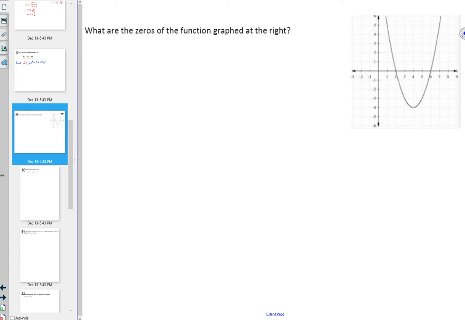It is when the y's are 0, but an easier way of saying it is the x-intercepts. It's just a fancy way of asking you where it's crossing the x-axis. Zeros can also be, sometimes you'll see the word roots. And if you don't see it on the test on Friday, you'll see it next semester if you go on to second semester. So zeros, roots, x-intercepts, they all mean the same thing. So where is it crossing the x-axis?